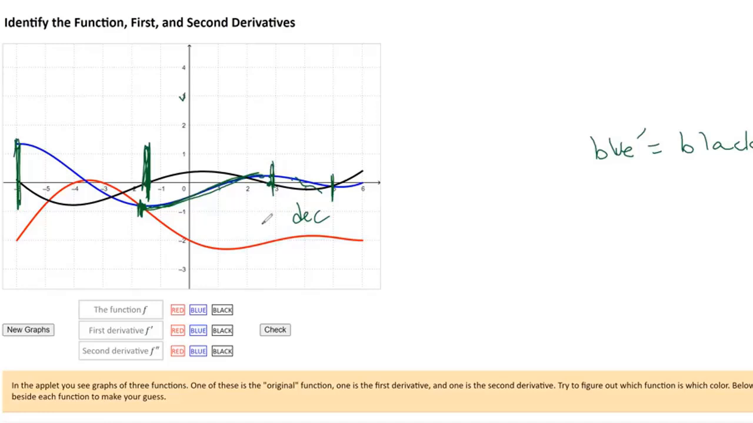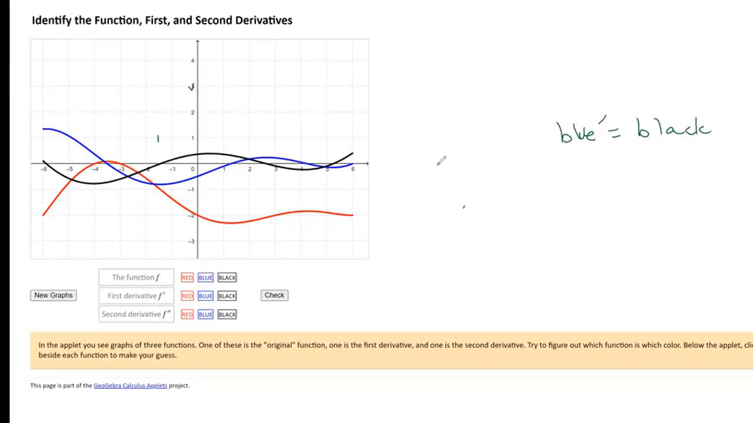And notice the black line is below the x-axis, meaning it's negative. So I'm pretty sure, I'm actually positive that the derivative of blue is black. Now we just have to figure out where red comes in. Either red's going to be on this side or this side, right? So we can check to see if the derivative of black is red.